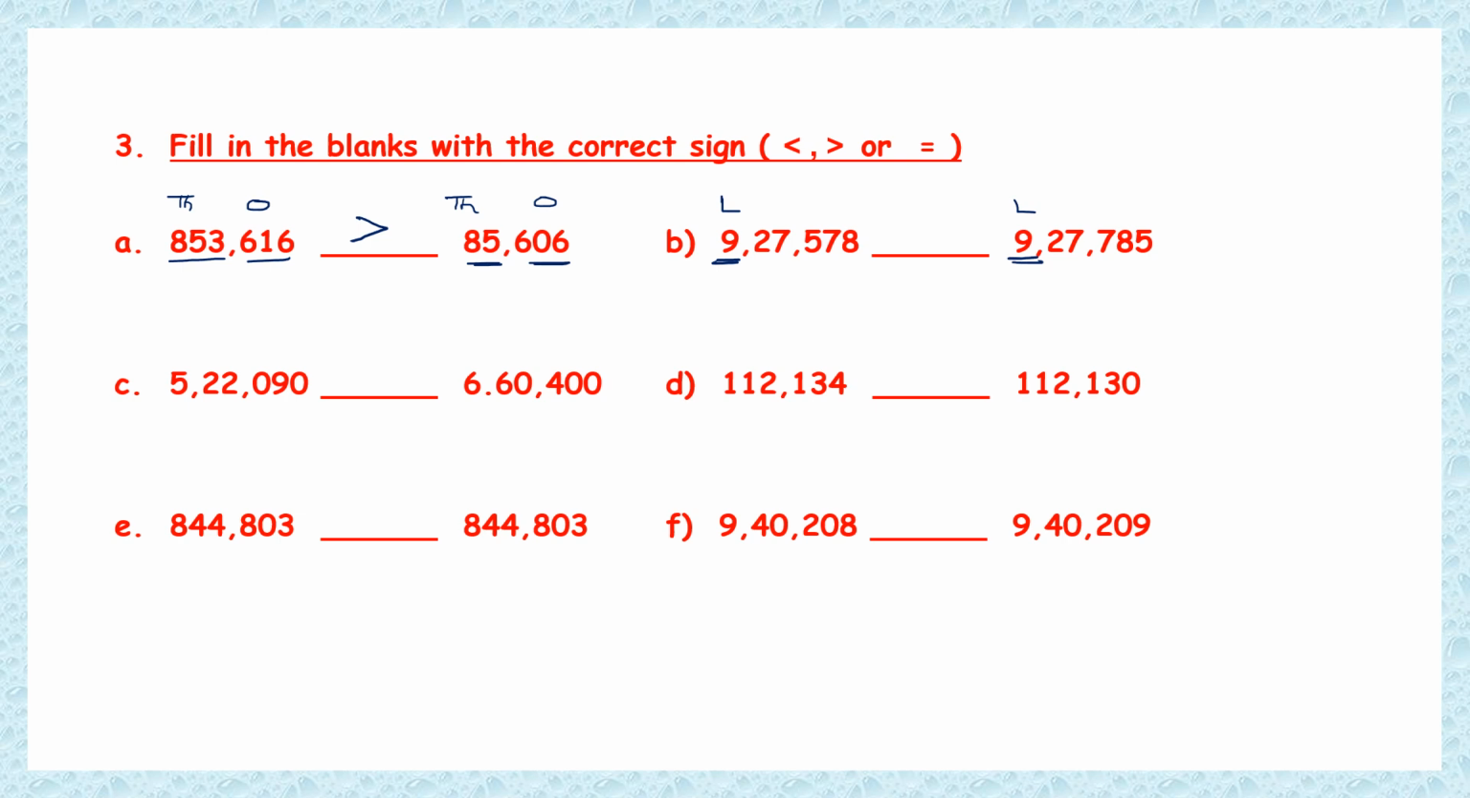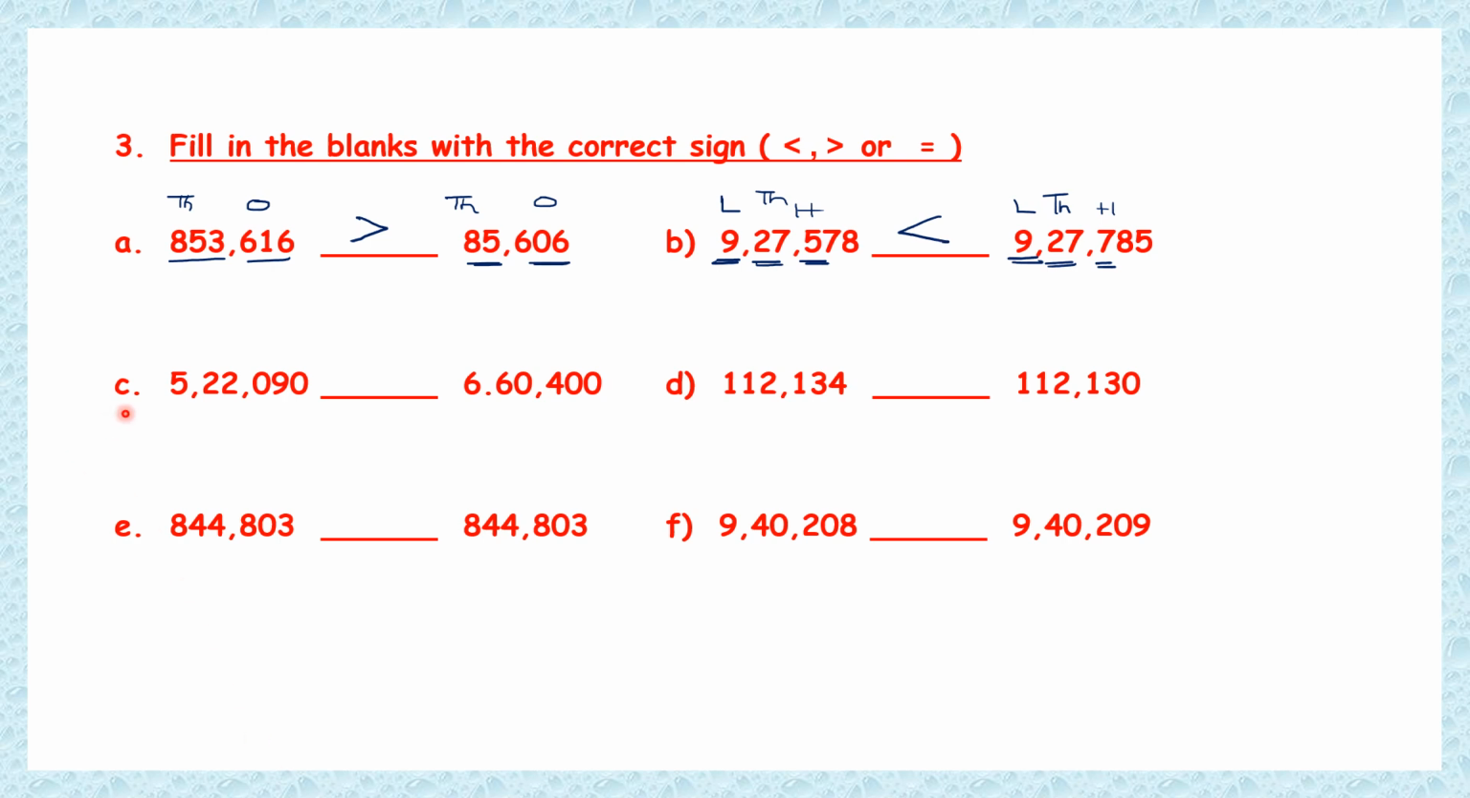So the next period here is the thousands period. Here also the next one is the thousands period. Now in the thousands period we have 27,000 here. Here also we have 27,000. When that is the same, let's look at the hundreds place. Hundreds place is 5 here and in the other number the hundreds place is 7. So this is 500s and this is 700s. 700 is greater, so our sign will open towards the greater number.